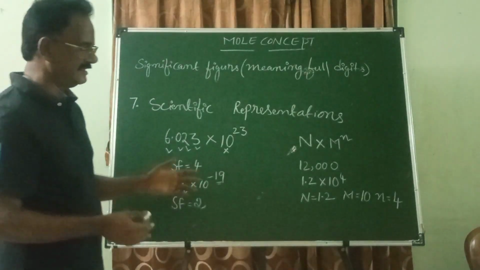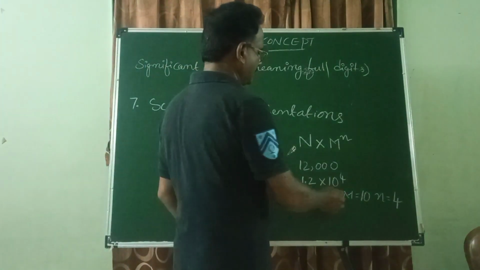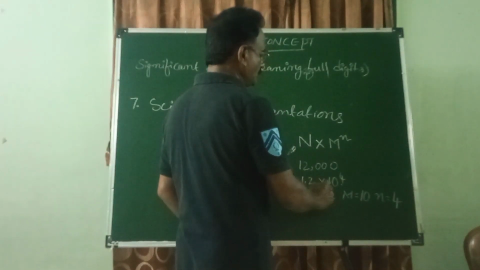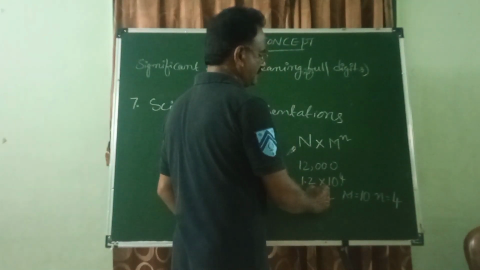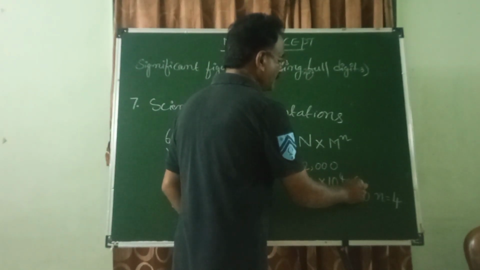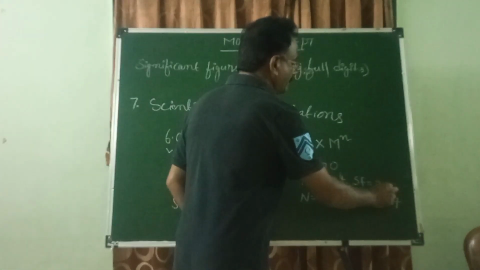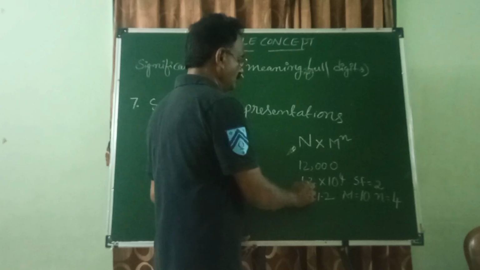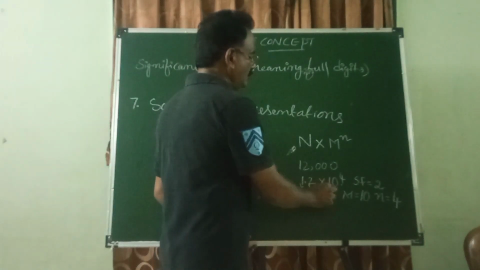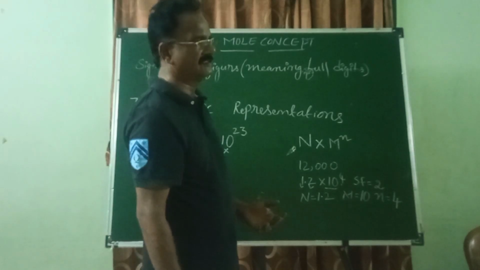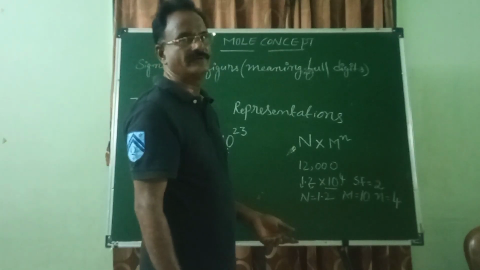Let us see how many significant figures are present in the example taken. Here 1.2 into 10 power 4 is the simplest representation. Then significant figures are 2 only: this one and this one. You need not consider 10 to the power of 4 when you are counting significant figures. Is it clear?